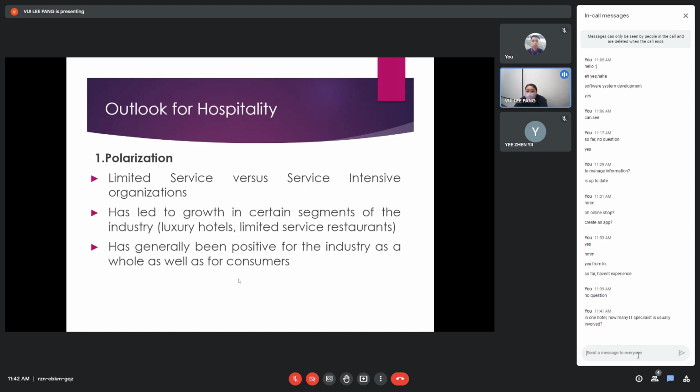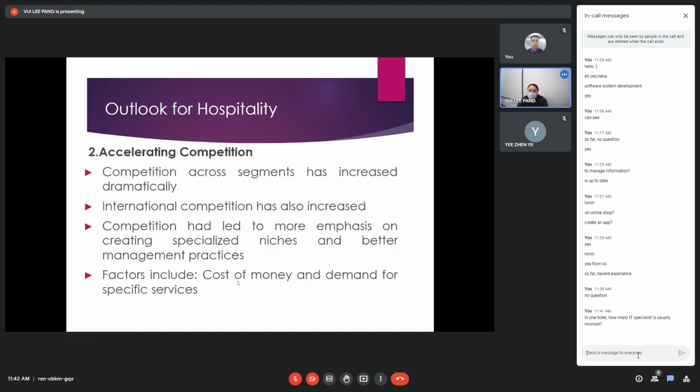So like now, in limited service like fast food restaurants, you order your food from the machine, right? And then after you order, you can pay on the spot, and then you collect your food from the counter. That's it. So all these are the trends and factors that affect how hospitality works.